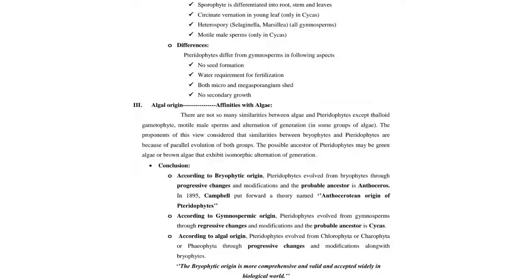Conclusion. According to bryophytic origin, Pteridophytes evolved from bryophytes through progressive changes and modifications, and the probable ancestor is Anthoceros.